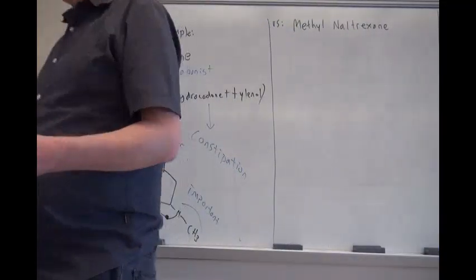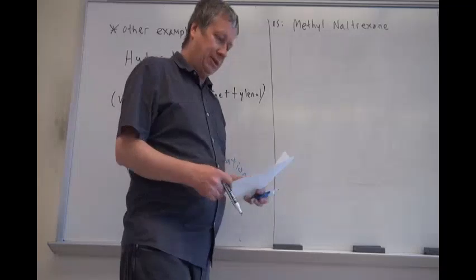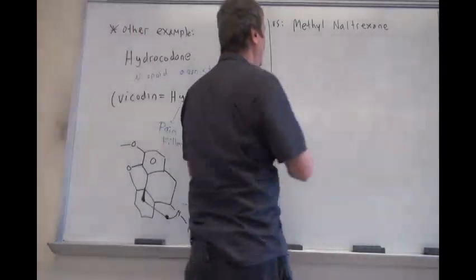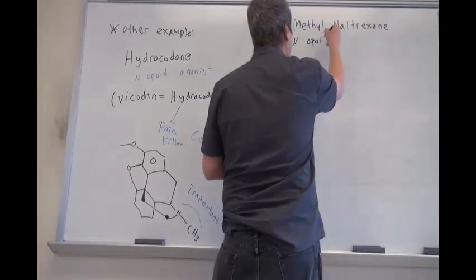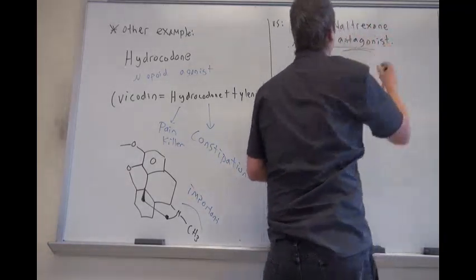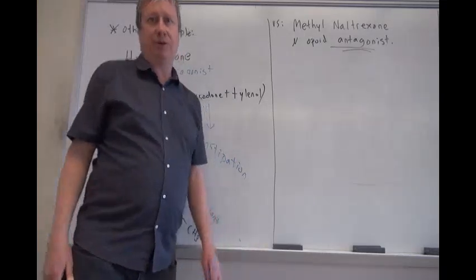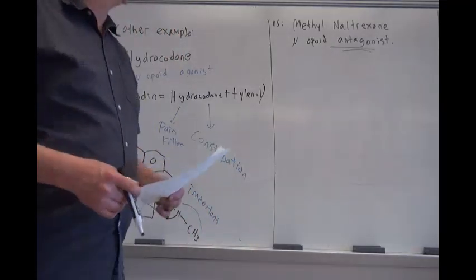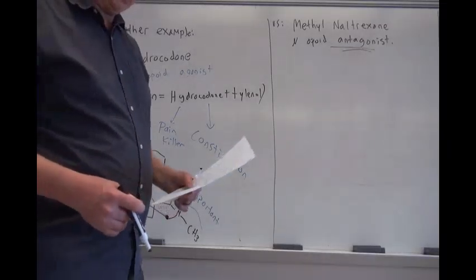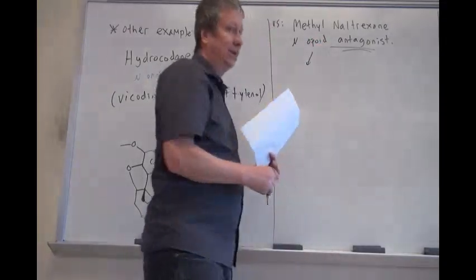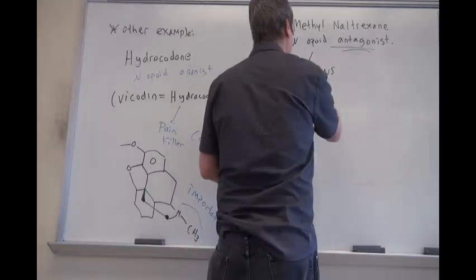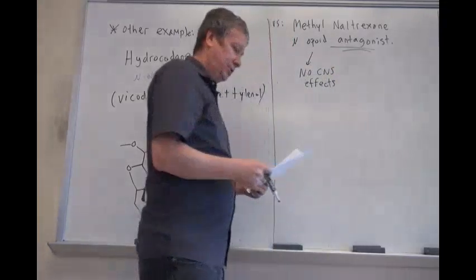Methyl naltrexone is not an opioid agonist, it's actually an opioid antagonist. So whatever the agonists do, it's going to do the opposite. Methyl naltrexone is a mu-opioid antagonist, and this drug has no CNS effects.